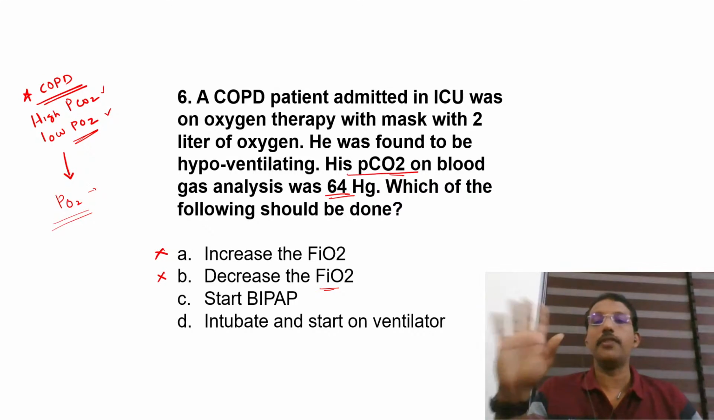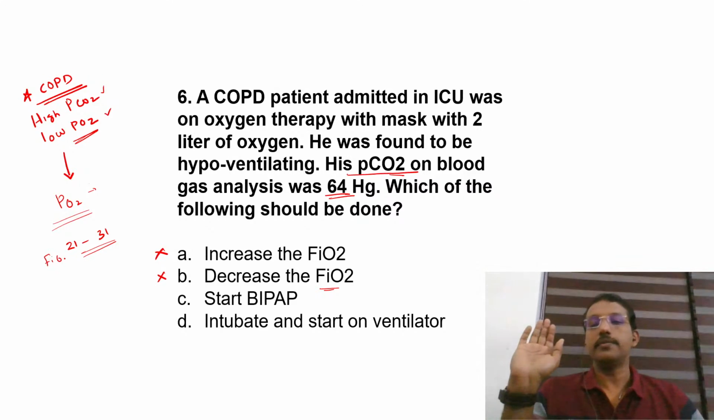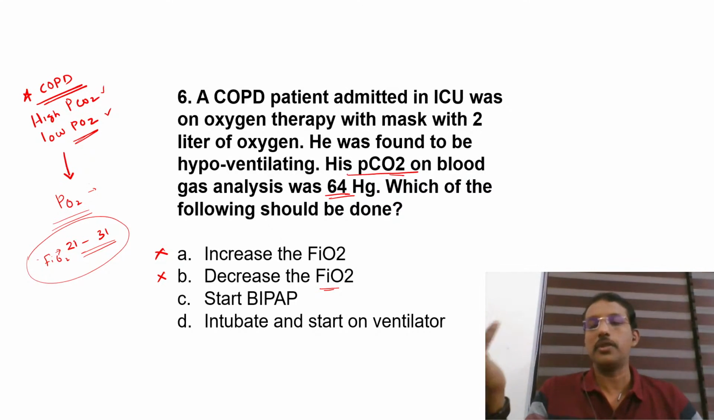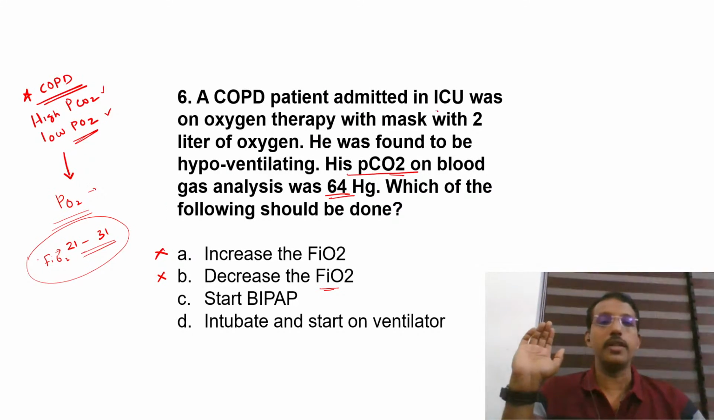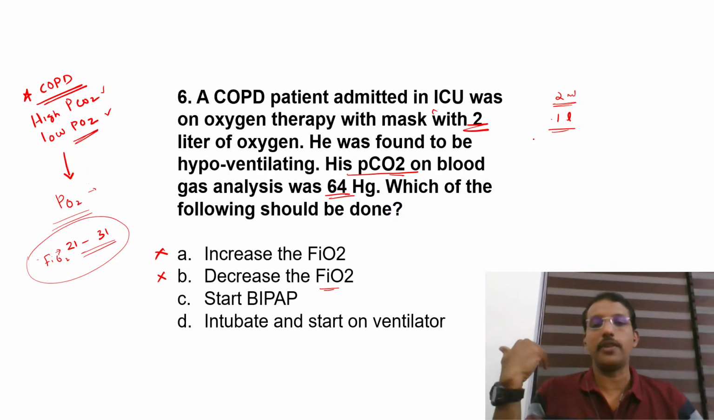Similarly, decreasing FiO2, thinking that I will decrease the FiO2, also is not good, because a patient is happily living at an FiO2 of 21 to 31 percent. That is the usual administered FiO2 for a COPD patient. If you reduce it further, that is not possible, because he is already on 2 liters of oxygen. You cannot reduce any oxygen further. 1 liter of oxygen is practically nil. So the minimum which you keep is 2 liters. There is no question of reducing it further.